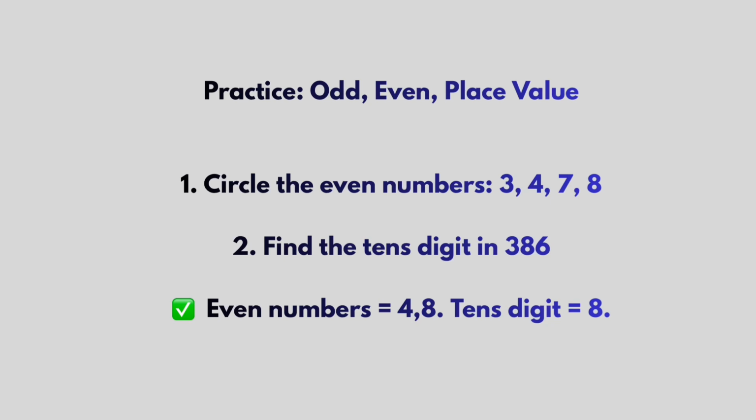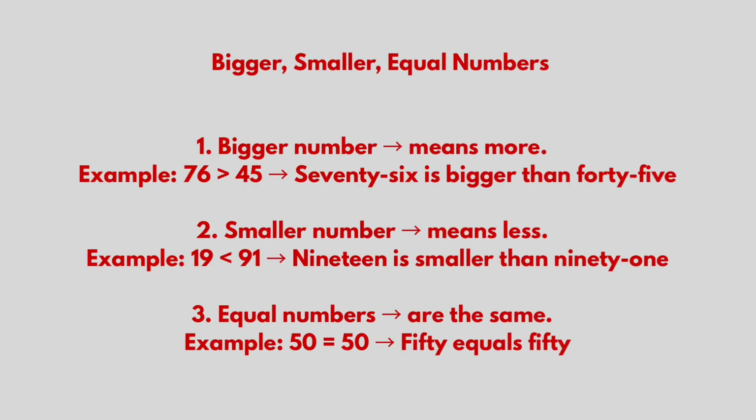So we will talk about first the bigger, smaller and equal numbers. Bigger number means more. 76 is greater than 45 because this is the biggest number. 76 is more than 45. A smaller number means less. So 19 is less than 91, because 91 is bigger, so 19 is smaller. Equal numbers are same. 50 is equal to 50.